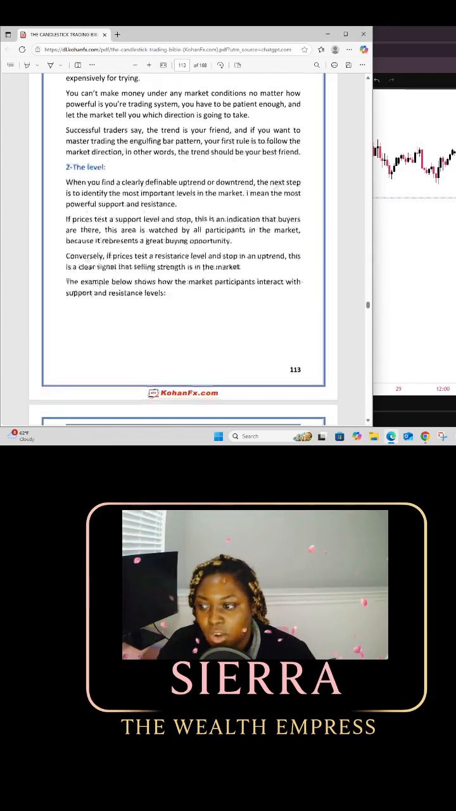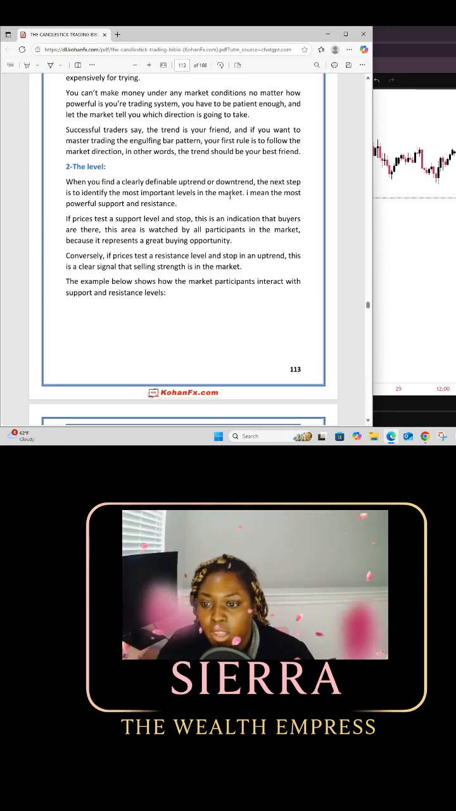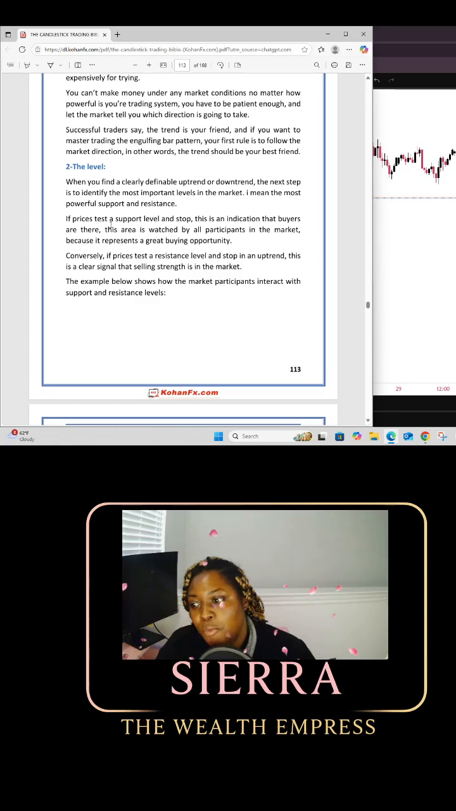All right. And so, number two, the level. When you find a clearly definable uptrend or downtrend, the next step is to identify the most important levels in the market. I mean, the most powerful support and resistance. If prices test a support level and stop, this is an indication that buyers are there. This area is watched by all participants in the market because it represents a great buying opportunity.